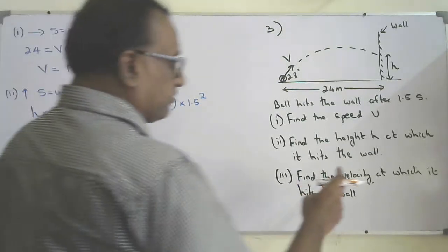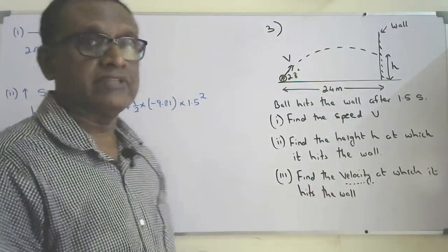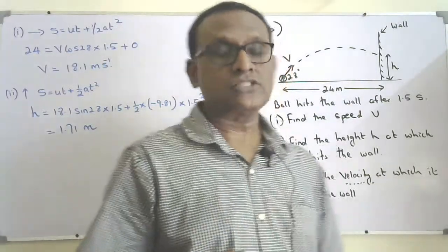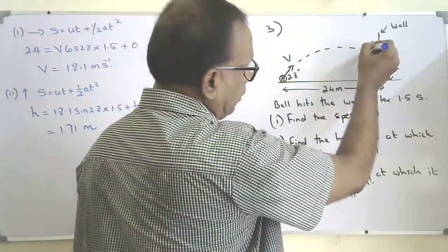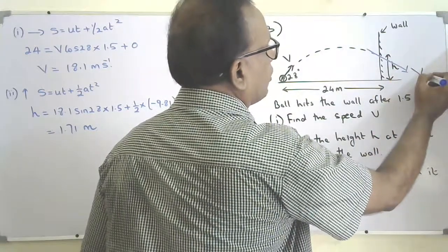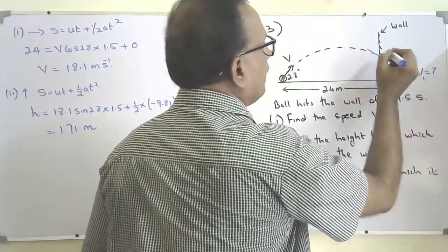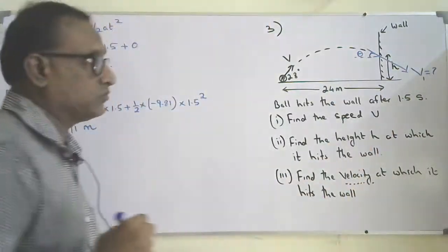Third part, find the velocity at which it hits the wall. Velocity, because I need to give the angle, the direction, also when it hits the wall. So when it hits the wall, the velocity will be along the tangent, something like this. I need to find that velocity. I can call it v1, how much, and I need to give this angle theta. I need to find that one also.